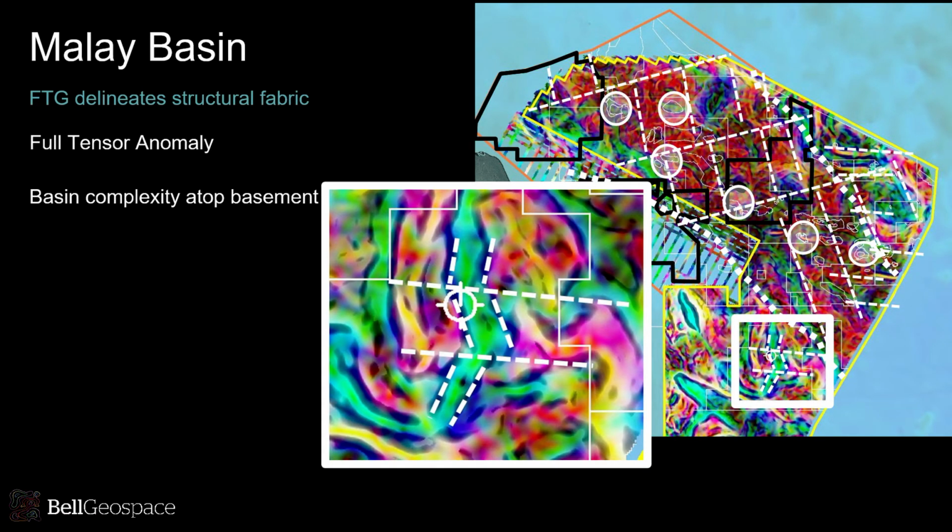Our next example is from the southern part of the offshore peninsular Malaysian area in the Penyu Basin. Here we can see the structural geology is mapped well using the FTG data, with both the extensional faults and the regional transfer faults clearly visible.